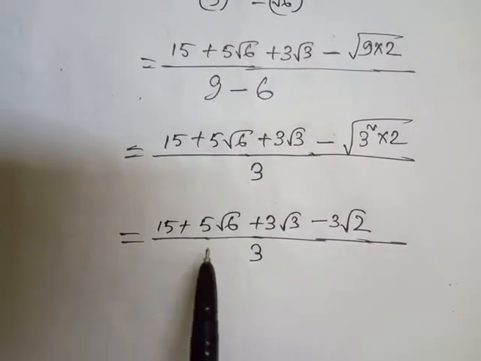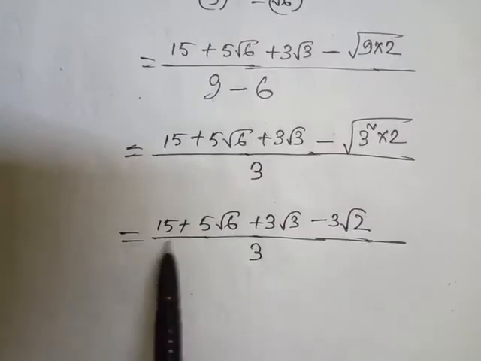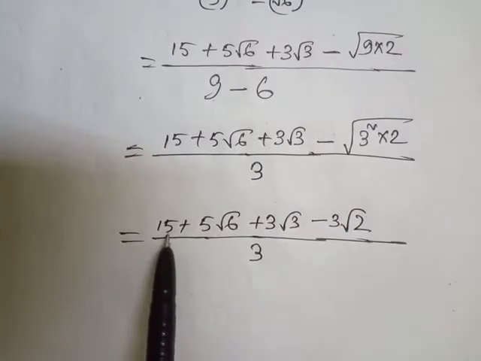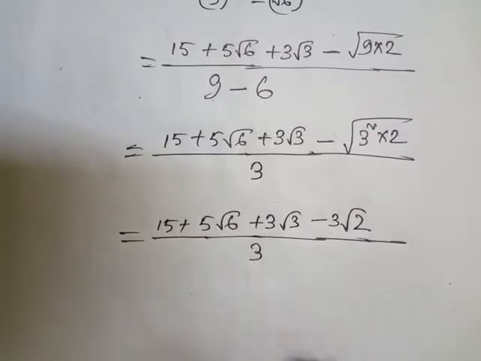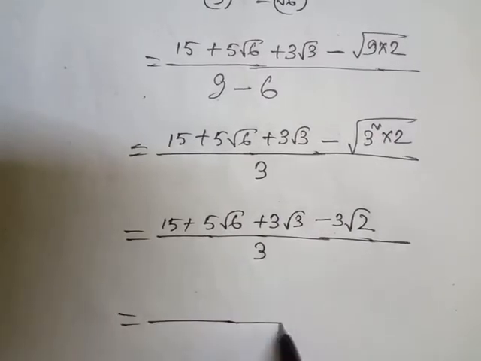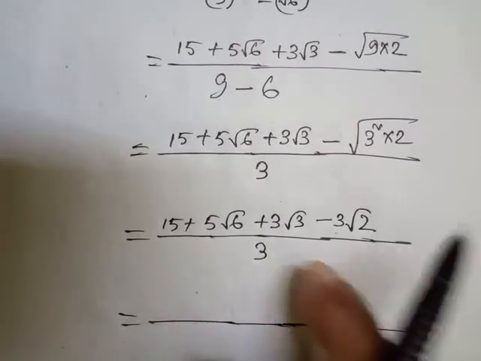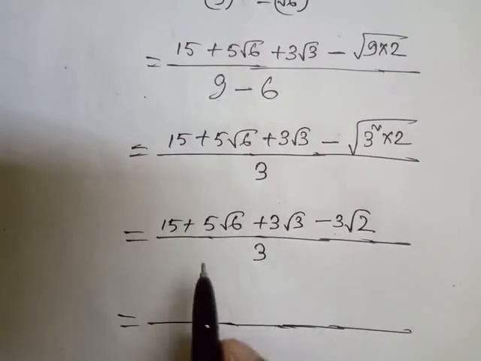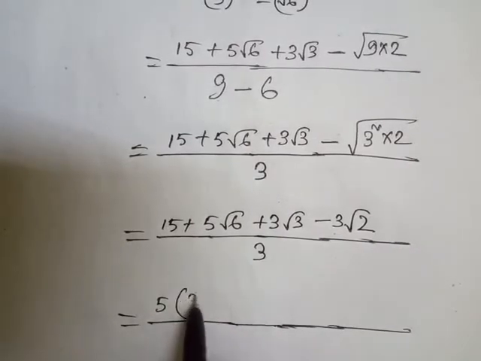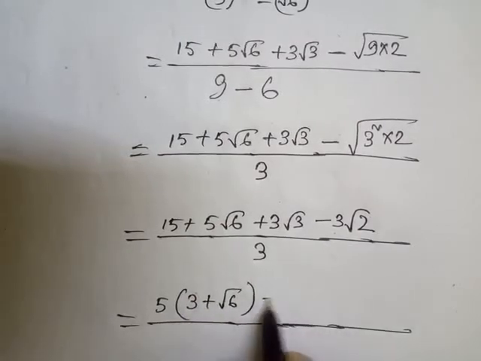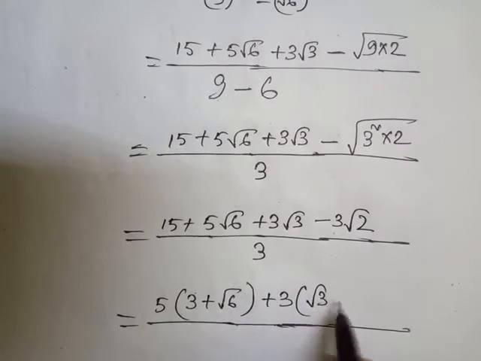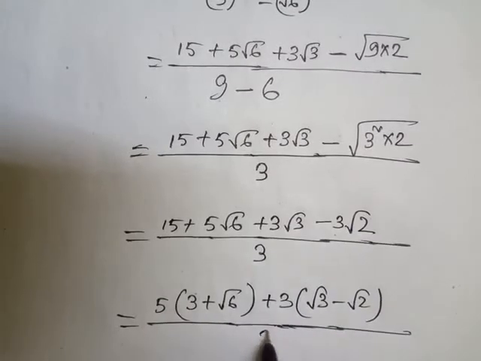Now here if we take 5 common, then there could be 3 plus root 6, and if I take 3 common here, then there could be 1. If I keep it like this it will be okay, or if I take 5 common here, then 3 fives are 15 plus root 6, and if I take 3 common here, then root 3 minus root 2 by 3.